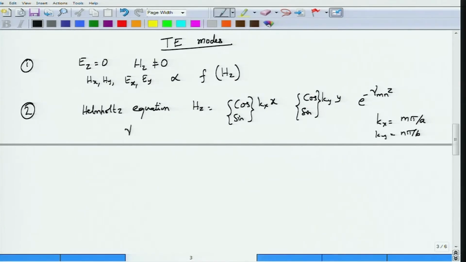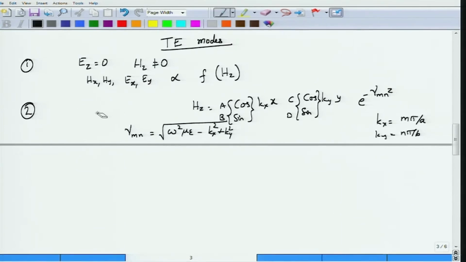Also we know what gamma mn is. Gamma mn will be equal to the square root of kx squared plus ky squared minus omega squared mu epsilon. So we already know most of the things that we wanted to know. The amplitude for cos will be A, for sine it would be B, for cos here it would be C, and for sine it would be D. So this is the Helmholtz equation solution for Hz.